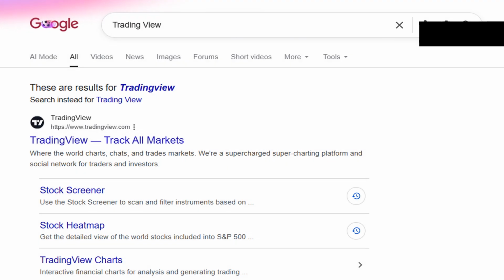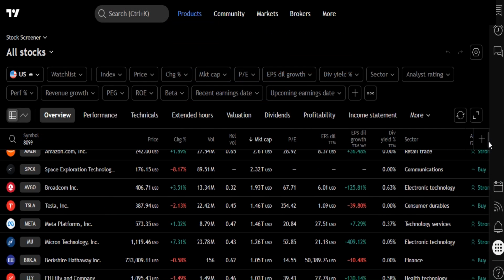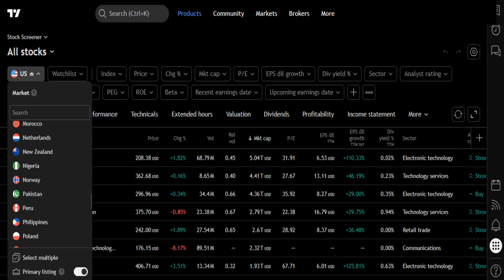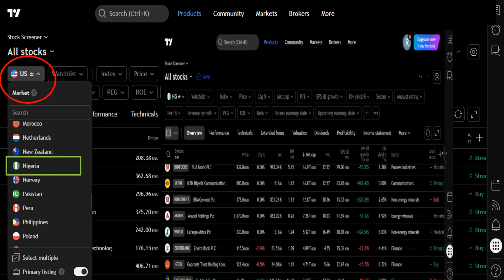Now let's get practical. To find liquid stocks, we're going to use the TradingView stock screener. Open TradingView, go to Products, select Screener, and then select Stocks. By default, you'll see stocks from US markets. Click on the Market Selection drop-down and select Nigeria. You'll now see NGX listed stocks.